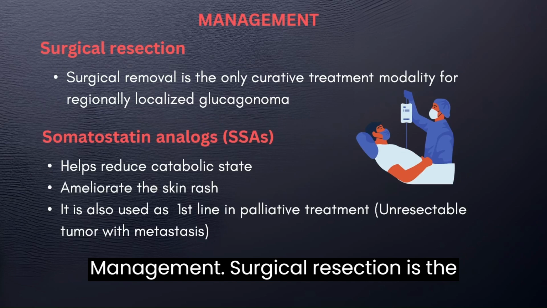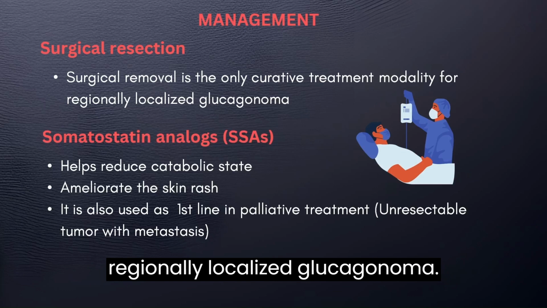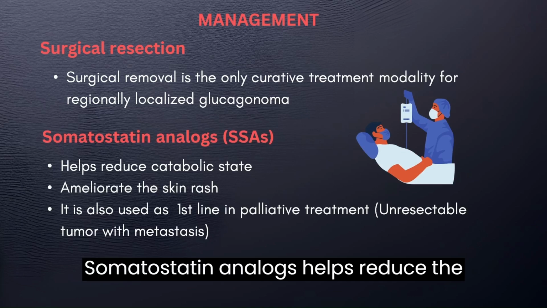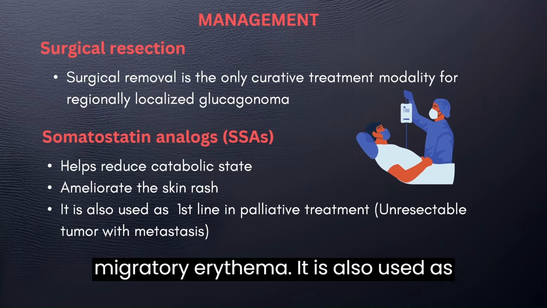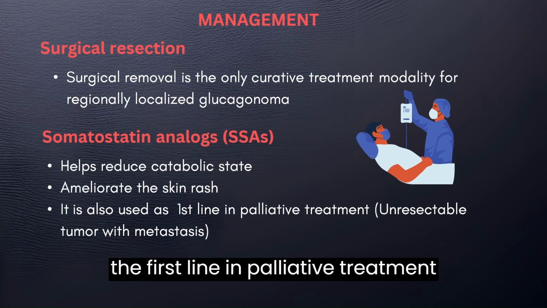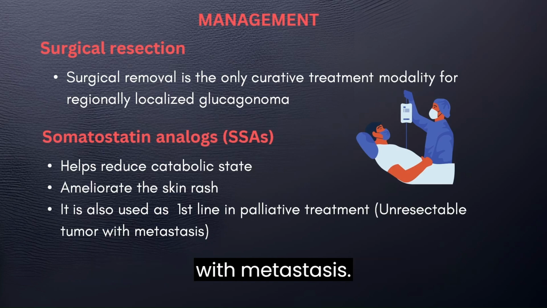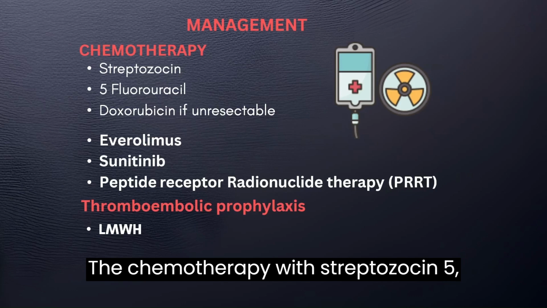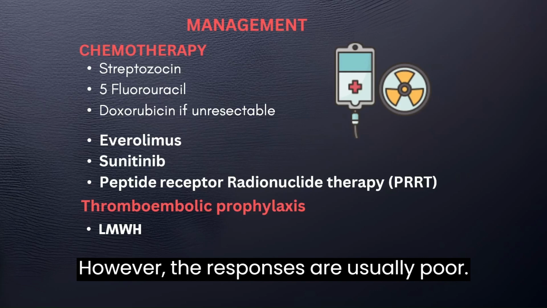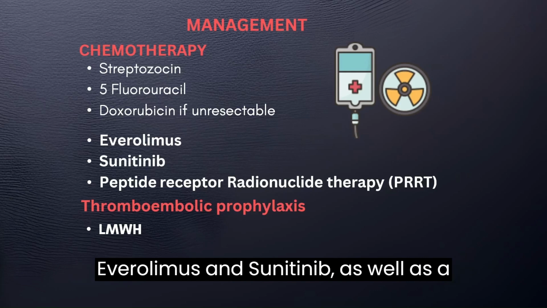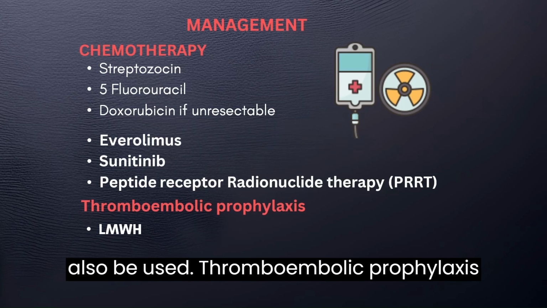Management. Surgical resection is the only curative treatment modality for regionally localized glucagonoma. Somatostatin analogs help reduce the catabolic state and ameliorate the necrolytic migratory erythema. It is also used as the first line in palliative treatment for patients with unresectable tumors with metastasis. Chemotherapy with streptozotocin, 5-fluorouracil, and doxorubicin may be tried, however, the responses are usually poor. Everolimus and sunitinib, as well as peptide receptor radionuclide therapy, may also be used.